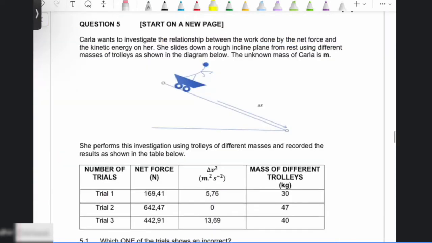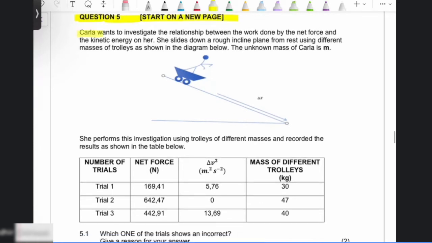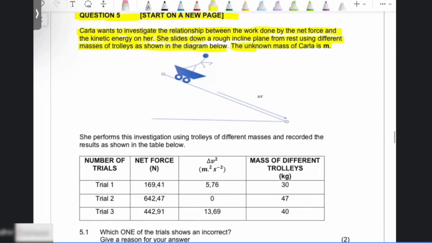Okay, so question 5. When I read it, it was a really, really good question. I'm hoping it lives up to it. It says Carla wants to investigate the relationship between work done by the net force and the kinetic energy on her. She slides down a rough inclined plane from rest using different masses of trolleys as shown in the diagram below. The unknown mass of Carla is m.